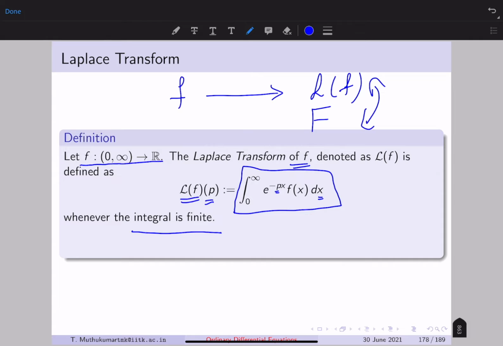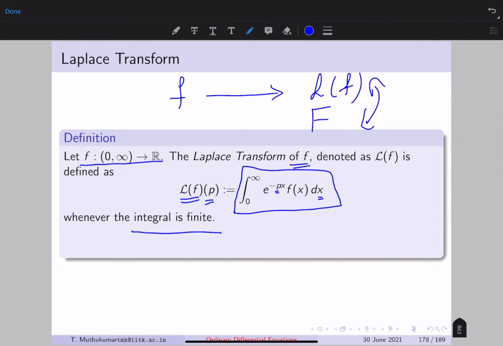In general, this Laplace transform can be seen as a function on the complex domain and it's complex valued. But in this particular course, we are not going to do it in that generality. So for us, we can restrict the domain of Laplace transform again to the positive real line.